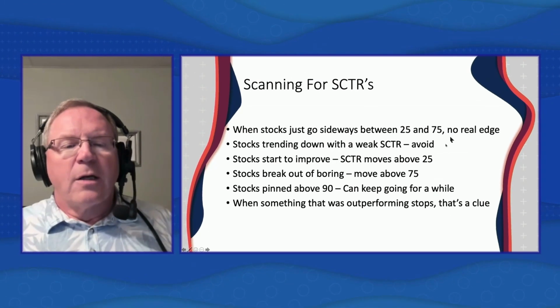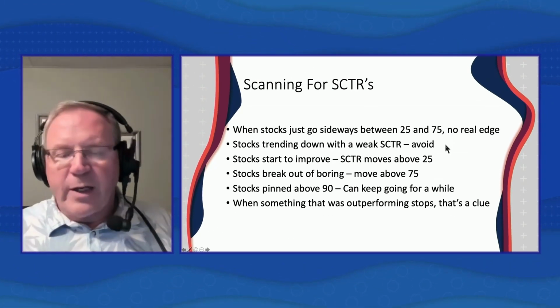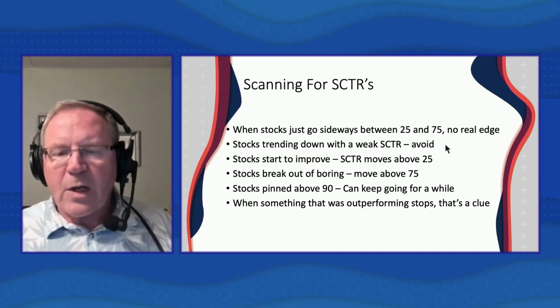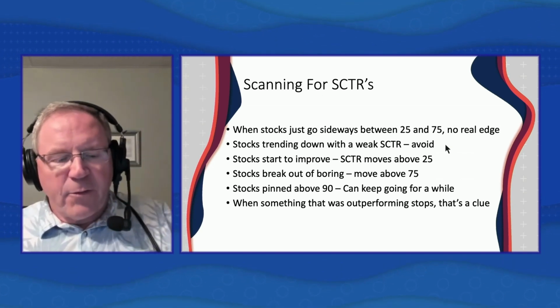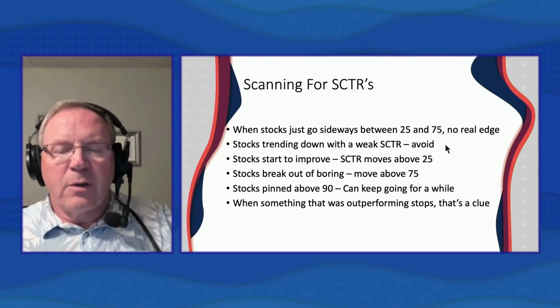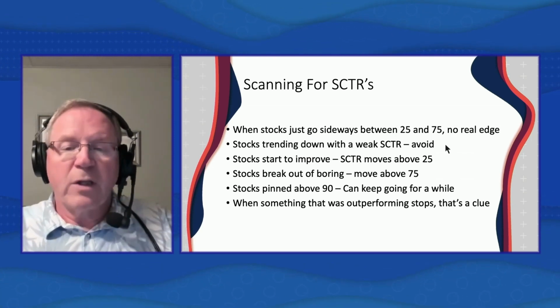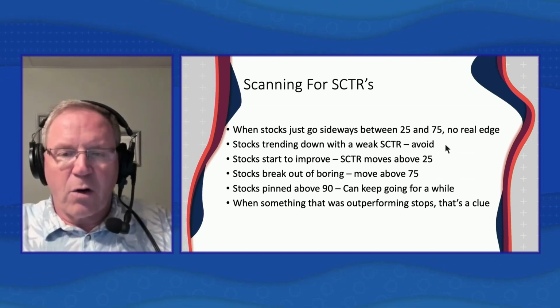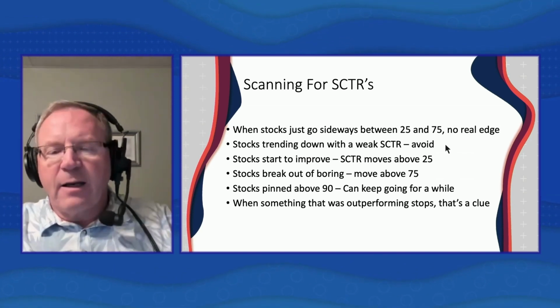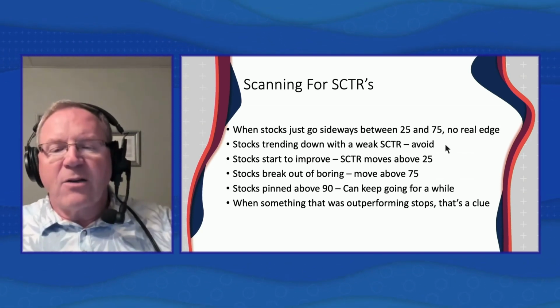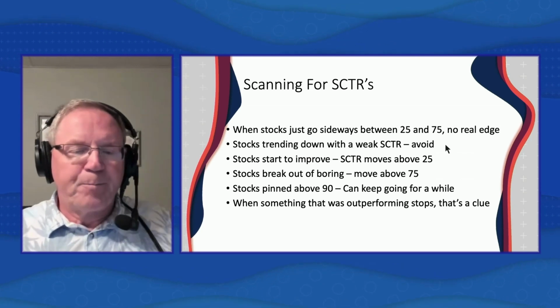Okay, so let's go back and look at the different types of things I like to watch for. Stocks that are trending down with a weak scooter ranking, you want to avoid. At the time of writing, we could use an example like Tesla. It was really strong, or Zoom, it was really strong, or Peloton, and then it starts to trend down. And as they trend down, we probably want to avoid them.